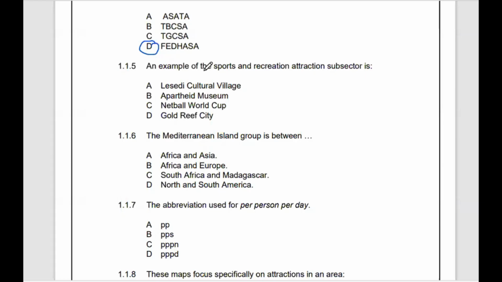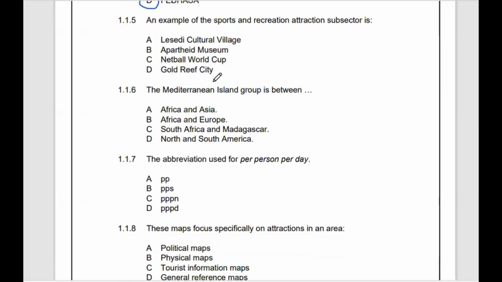Okay, moving on to 1.1.5, an example of the sports and recreation attraction subsector is. In this particular scenario, we are going to look at the answer which relates to sports and recreation. Obviously, Lesedi Cultural Village will be out simply because Lesedi Cultural Village is all about culture and heritage, so it won't be appropriate. The same applies to the Apartheid Museum. The Apartheid Museum won't be a suitable answer simply because the main theme of the Apartheid Museum is centering on the history of the struggle against apartheid. So it won't be appropriate.